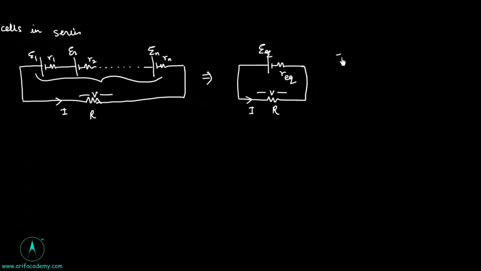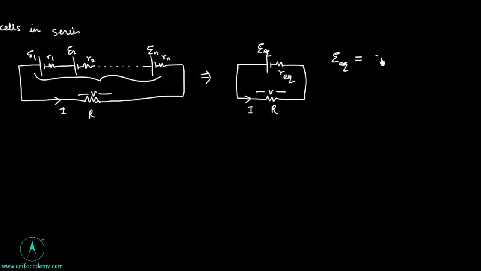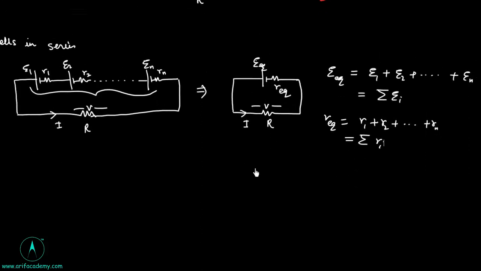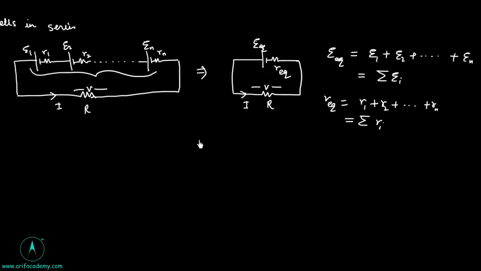So this equivalent EMF will be equal to E1 plus E2 plus En, and this can be written as summation of Ei, and R equivalent equal to R1 plus R2 plus Rn. This can be written as summation of Ri. So current will be E equivalent upon R plus R equivalent.